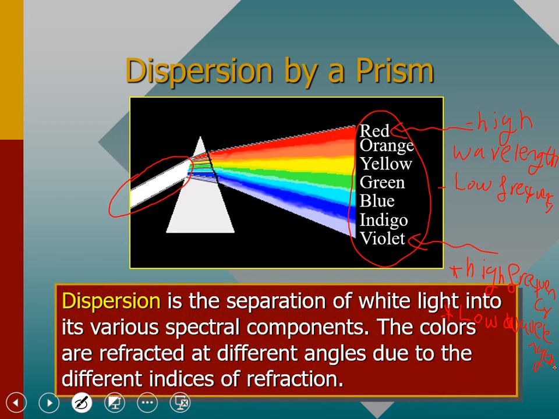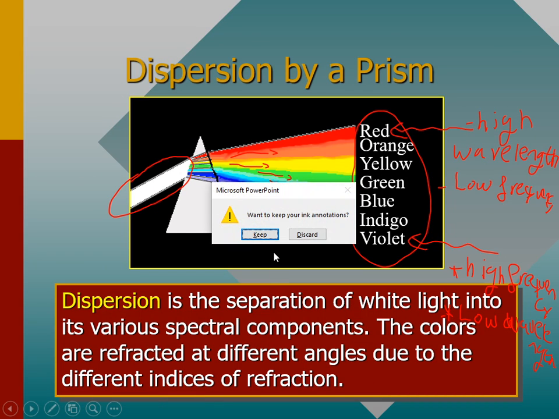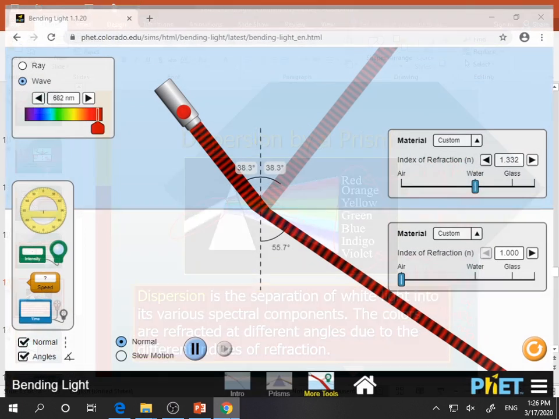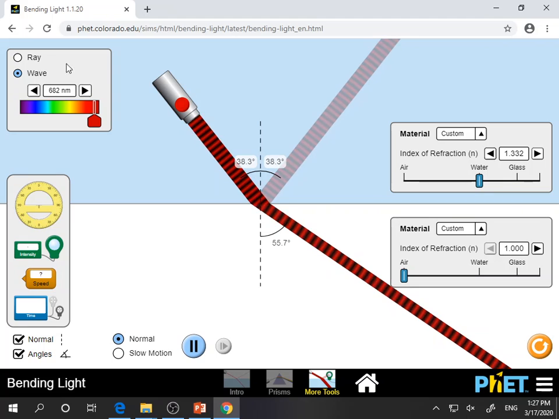So dispersion of light, simply it's the separation or the spreading of the white light, which is the main light that contains these 7 colors. So it's going to spread into a red color, orange color, and here you have the yellow one, the green, the blue, indigo, and finally the violet color. So this is the main concept behind the dispersion of light. Also, we can see it here on the PhET simulation.